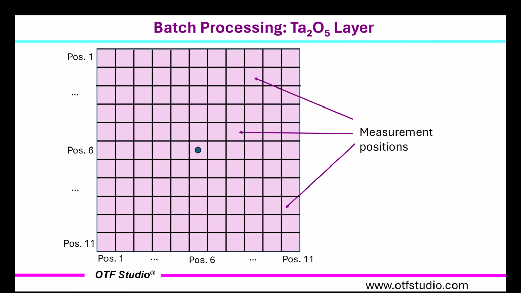In this video, I will characterize a tantala layer on a big glass substrate. There are different measurement positions: 11 vertical positions and 11 horizontal positions, and there is one central position. So we have transmittance measurements recorded at each position. We assume that the tantala refractive index is known accurately, and the goal is to find the thickness distribution of the layer on this big glass substrate.